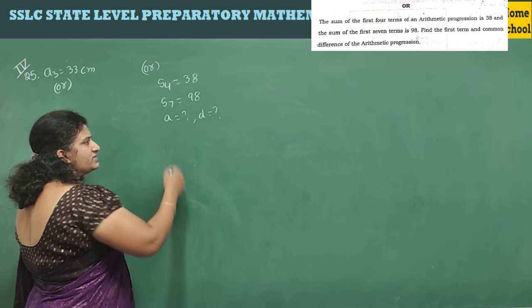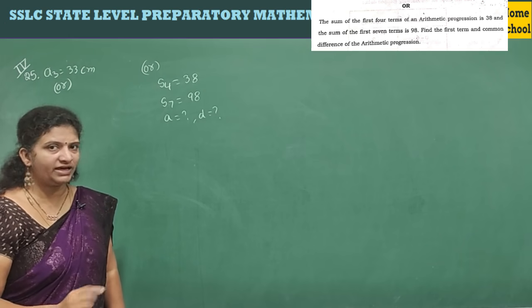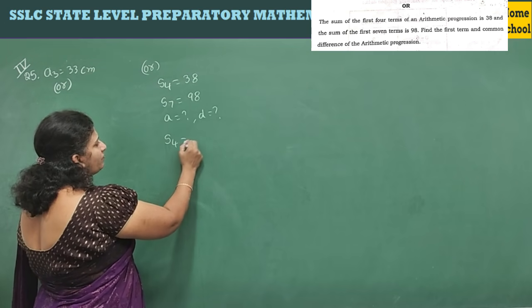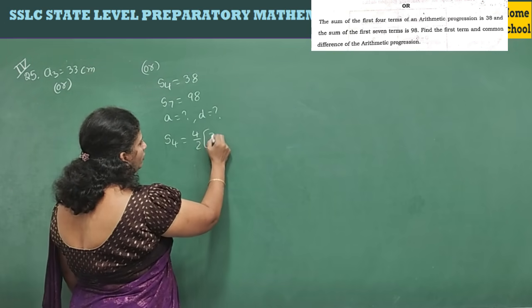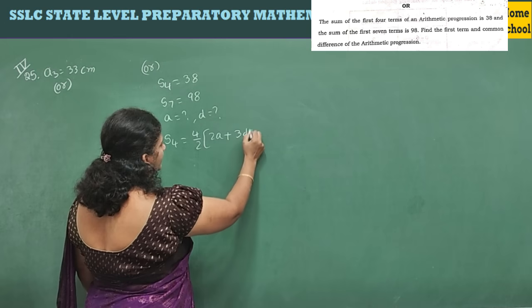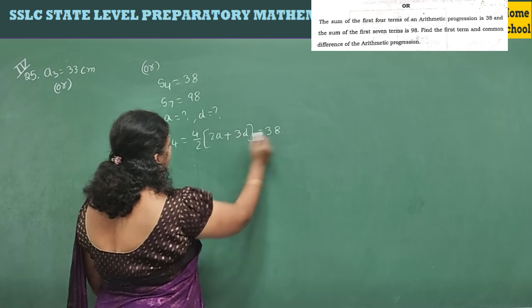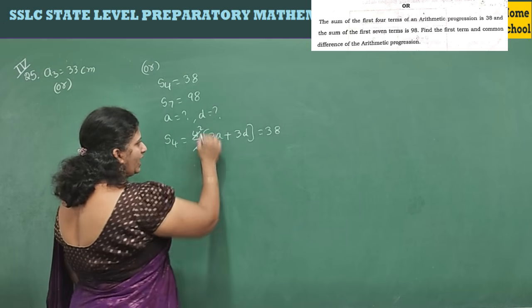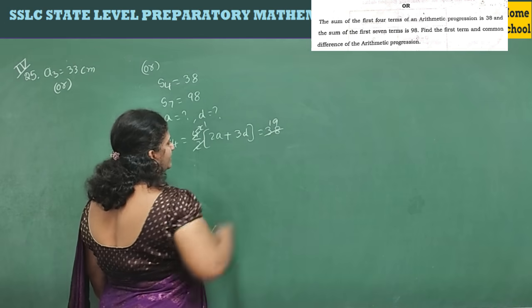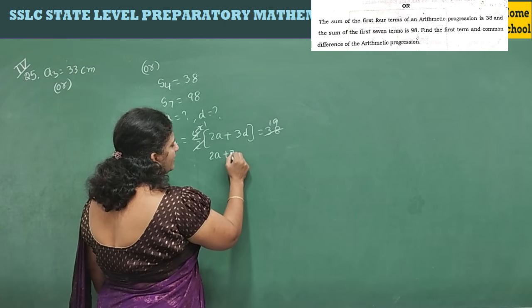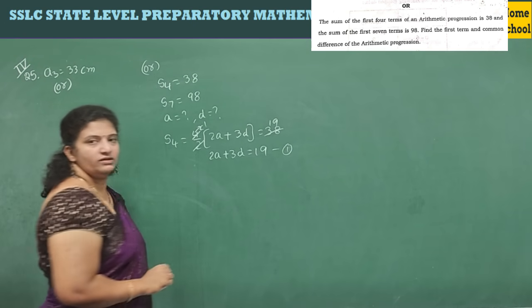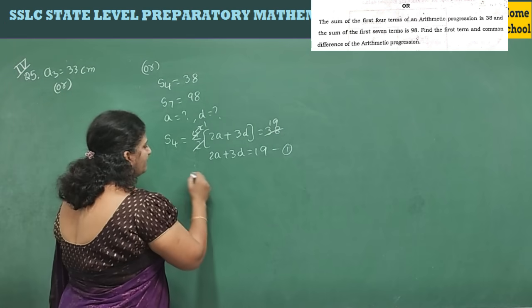So we know the formula Sn is equal to n by 2 into 2a plus n minus 1 into d. So substitute that. S4 is equal to 4 by 2 into 2a plus, n value is 4, 4 minus 1, 3d is equal to 38. 2 2s are 4, and this 2 again send here and cancel. 2 1s, 2 19s. That is 2a plus 3d is equal to 19. Mark it first equation.